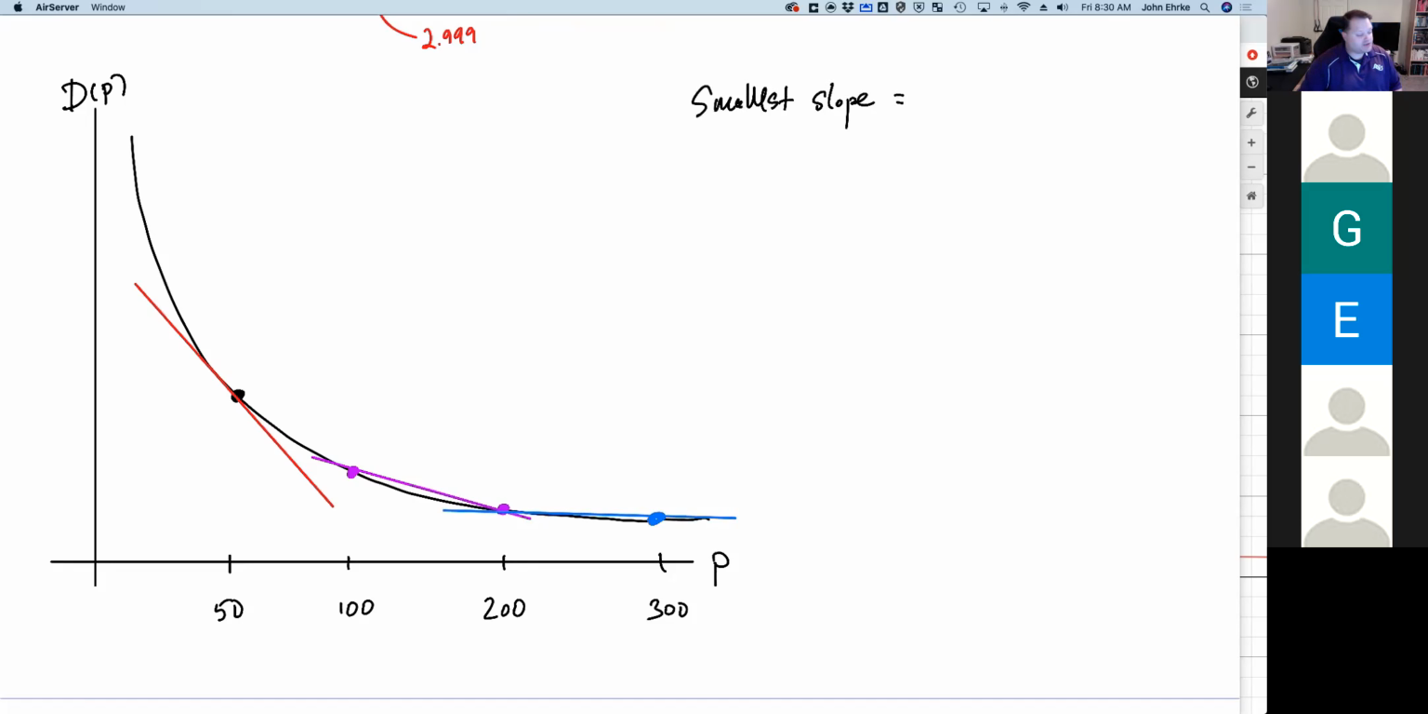Well, the smallest slope is going to be the most negative slope here, which is going to be the instantaneous rate of change at 50. That one has the smallest slope. That is the most negative value. So this is the instantaneous change at a price point of $50.